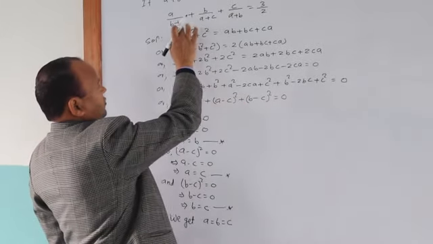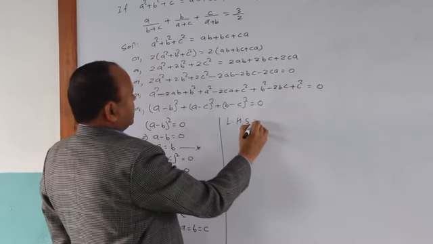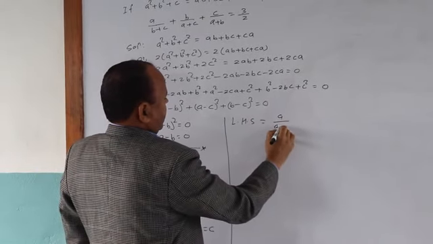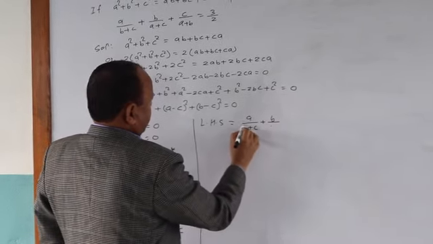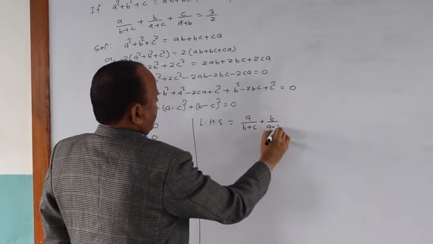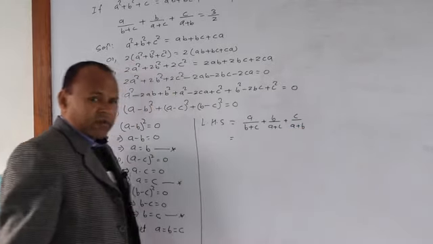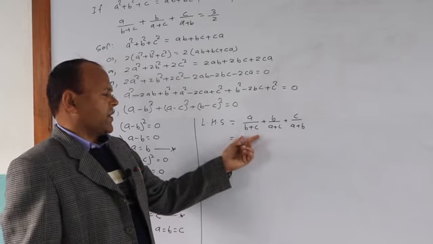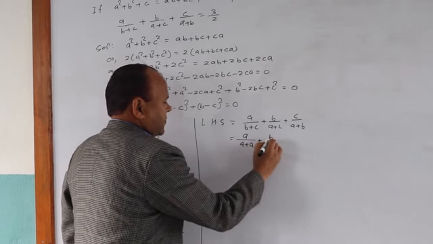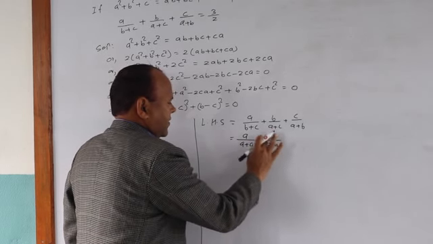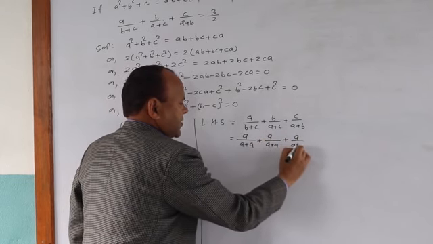So now let us start to solve from the left hand side. Left hand side is equal to a by b plus c, plus b by a plus c, plus c by a plus b. Okay, since a, b, c all are equal, b and c can also be replaced by a. So what we get? a by a plus a, plus b by a plus a, b also replaced by a, plus c replaced by a, plus b also replaced by a.